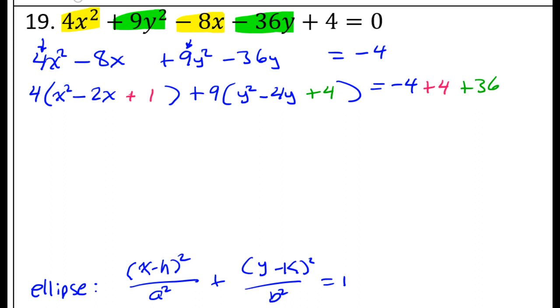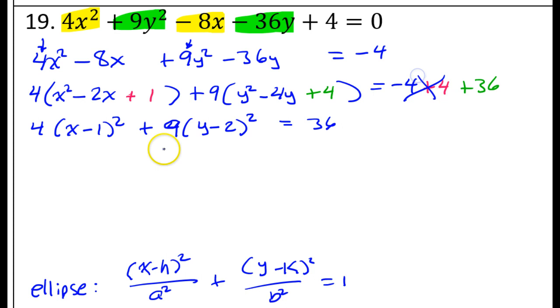If I factor this, this is going to be 4 times x minus 1 squared. This is minus, so this is minus. And then I will have 9 times y minus 2 squared is equal to 36. These cancel out. For an ellipse, you need a 1 right here. So that's why I need to divide everything by 36 right now to get the 1. So I'm going to divide by 36 all three terms.